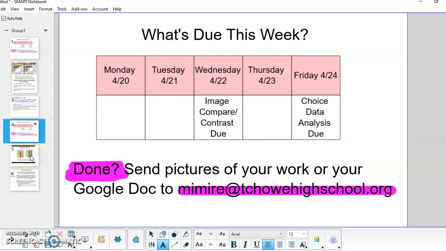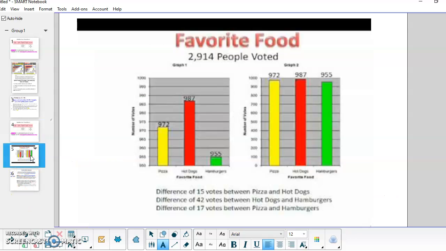Okay, so before we talk about your assignment, let's take a look at a graph here and start to analyze the story and the two different stories that are represented in the image. So what we see is our title. We see that people are voting on their favorite foods. 2,914 people voted, and they're voting on pizza, hot dogs, and hamburgers. I know it's a little bit blurry, but our yellow bar here represents pizza, our red is our hot dogs, and our green is our hamburgers.